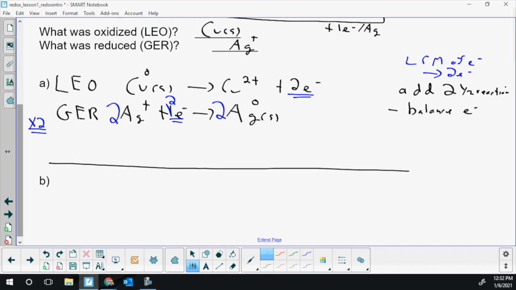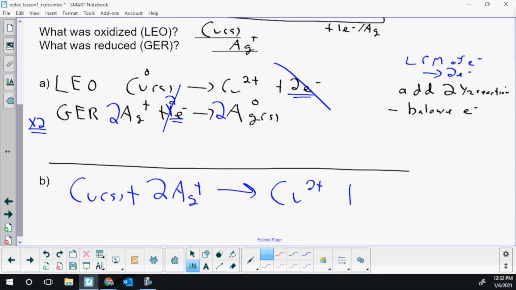And that leads to me being able to cancel my electrons to build my net. And I end up with copper solid plus 2 silver plus producing copper 2 plus and neutral silver. And our spectator ion of nitrate disappeared because it's not involved in any electron exchange.